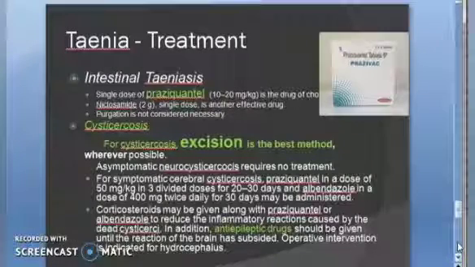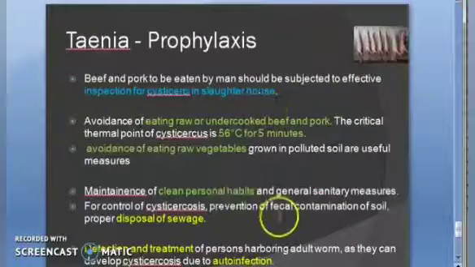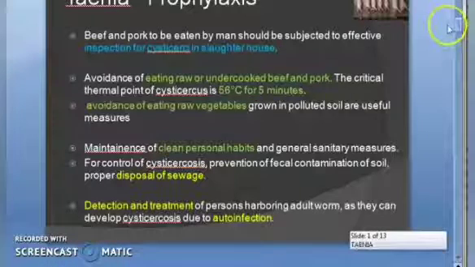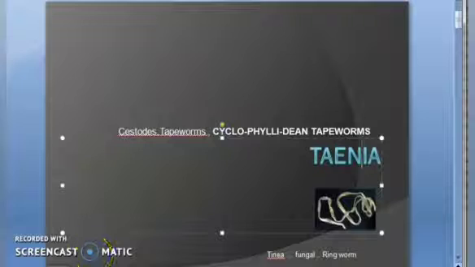Moving on, then we saw the treatment, praziquantel for tapeworm, then prophylaxis. Okay, that's all for now. We finished off Taenia. Taenia is over. Bye, tapeworm.